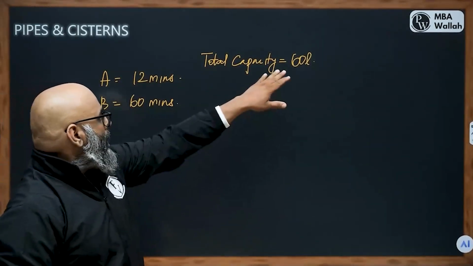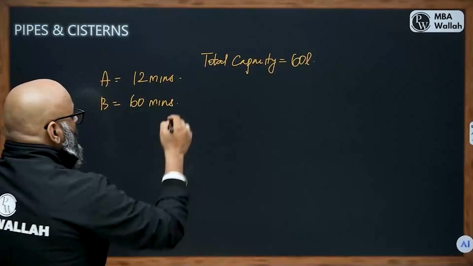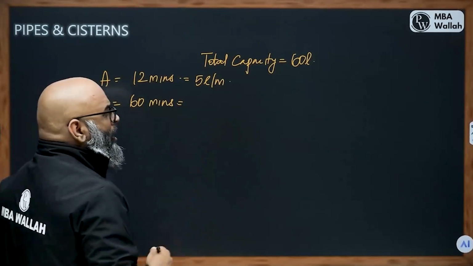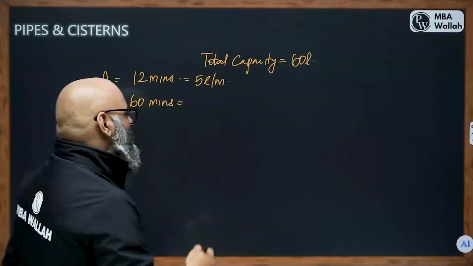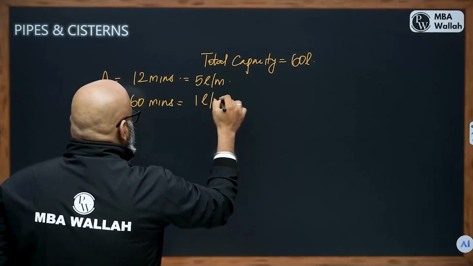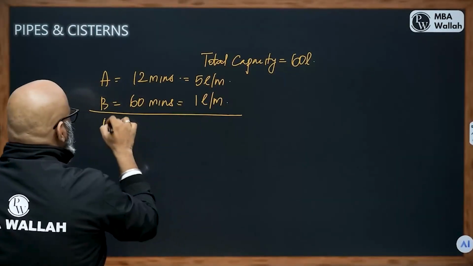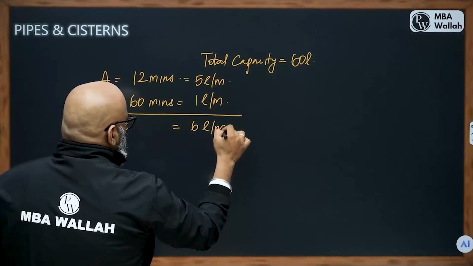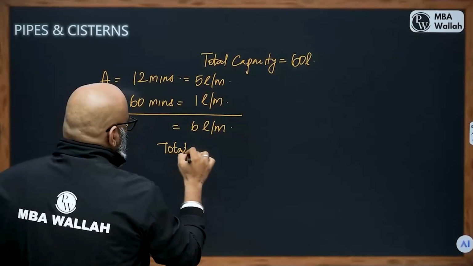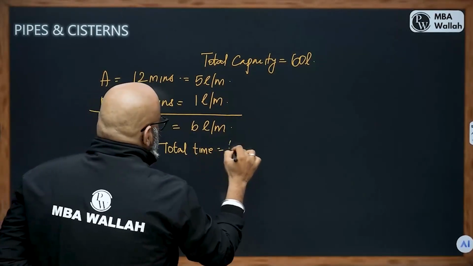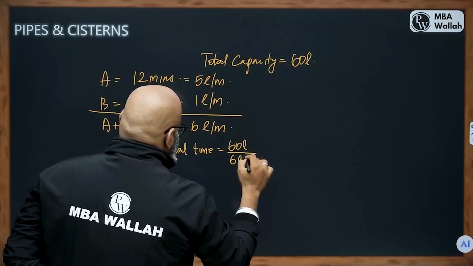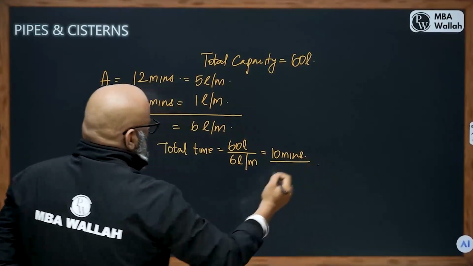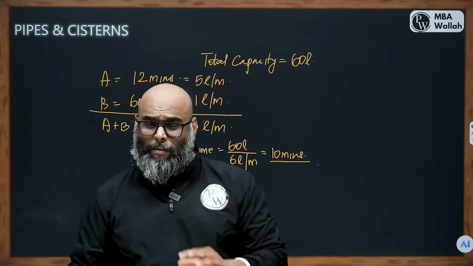So 60 liters can be filled in 12 minutes by A. So from here we can say 5 liters per minute. 60 liters can be filled by B in 60 minutes. That will be 1 liter per minute. So if both pipes are kept open, that will become 6 liters per minute. So total time is equal to 60 liters by 6 liters per minute. That will be 10 minutes. A simple idea to work with, nothing fancy here.